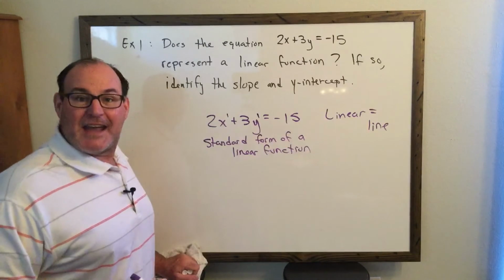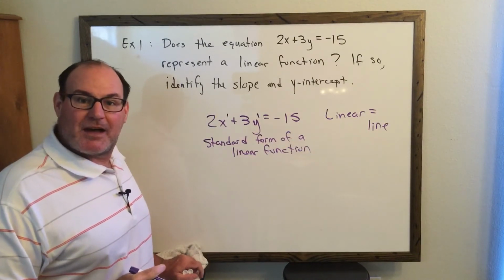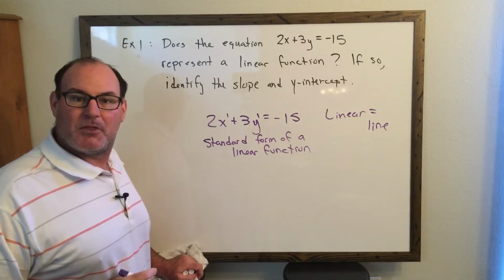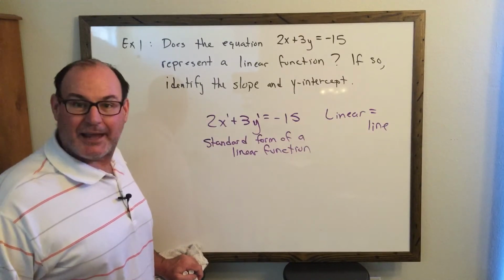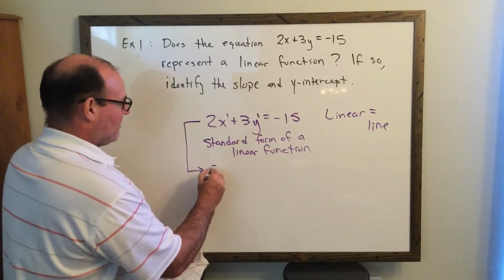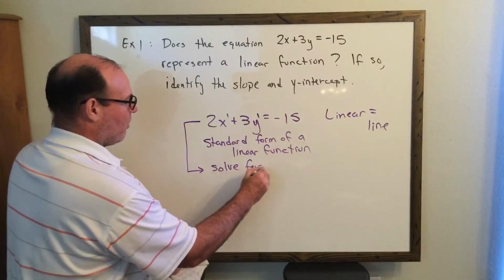All right, so then now that we know that it's a linear function and we've identified that, how do we find the slope and the y-intercept? Well, the way we find the slope and the y-intercept is we solve for y. We get it in slope-intercept form. So I'm going to take this equation and I'm going to solve for y.